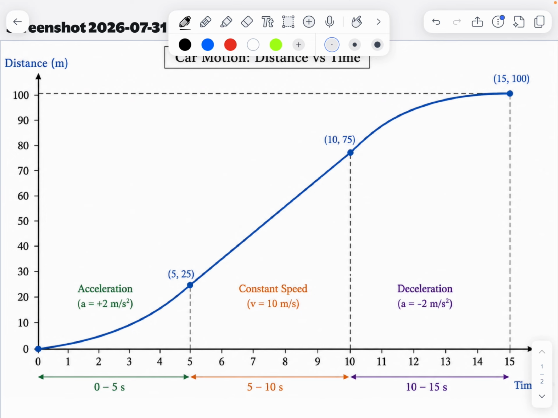When the graph is steep, the derivative is large, meaning the car is moving quickly. When the graph is less steep, the derivative is smaller, meaning the car is moving more slowly. When the graph is completely flat, the derivative is 0, meaning the car is not moving at all. This means we can determine the car's speed at any instant simply by looking at the slope of the graph.